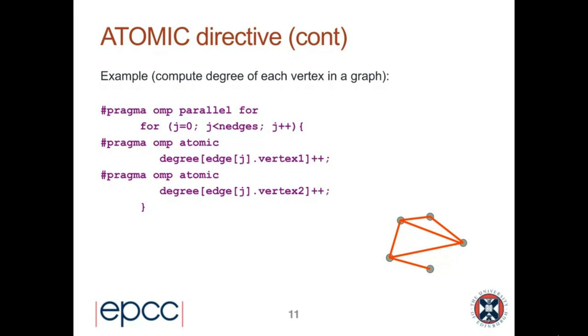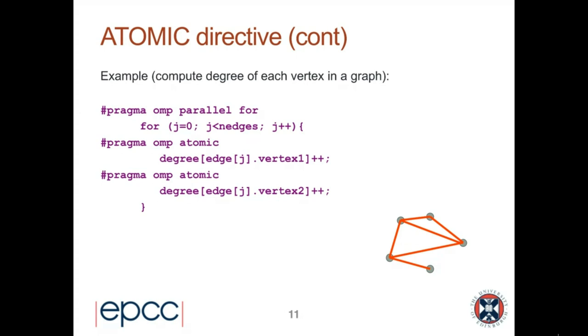So you'll notice that if I replace the atomics with critical, then I would end up with no parallelism at all here, because I would guarantee that any thread could only be accessing the degree array at a time. So only one thread could be accessing any element of the degree array at a time. So that would effectively sequentialize the whole of the loop. And in fact, it would go slower than the sequential version because I'm adding the overhead of the critical regions.